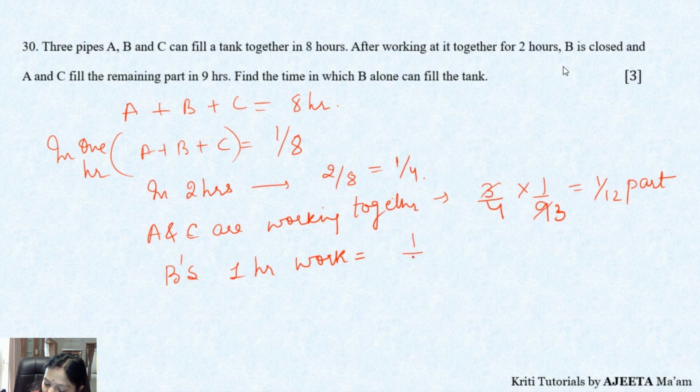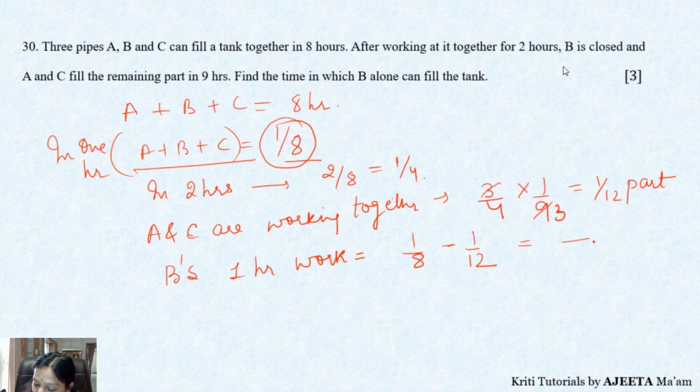So B's 1 hour work will be what? Together they were working, correct? Minus A plus C working together. So 1/12 is filled. So let's subtract it. It's a simple equation. A plus B plus C is 1/8. A and C together fill 1/12 in 1 hour. Correct?